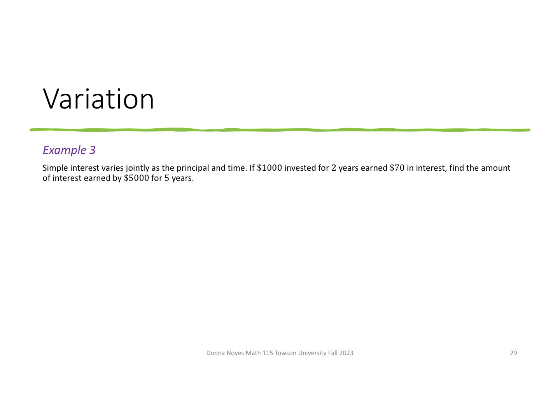Example 3 is about simple interest. Simple interest varies jointly, which means we have a bunch of variables that are going to be multiplied together. Simple interest varies jointly as the principal and time. So I will be our interest. P is our principal, the amount we invested, our original amount invested. And time we'll call T, and we'll put it in years.